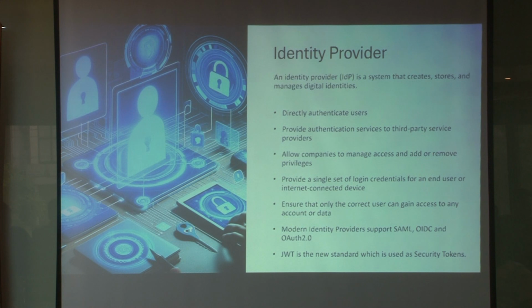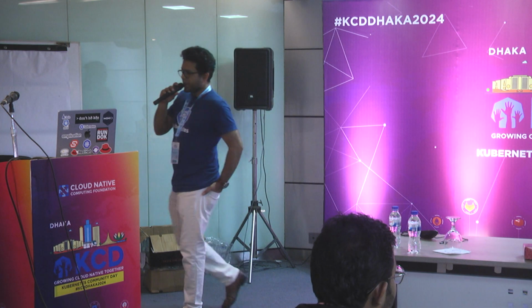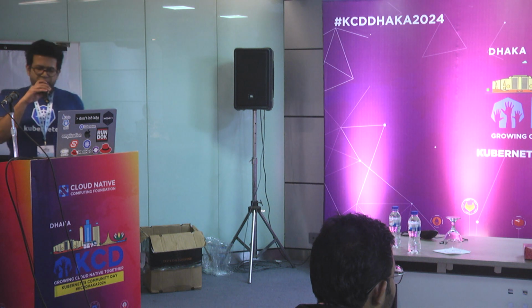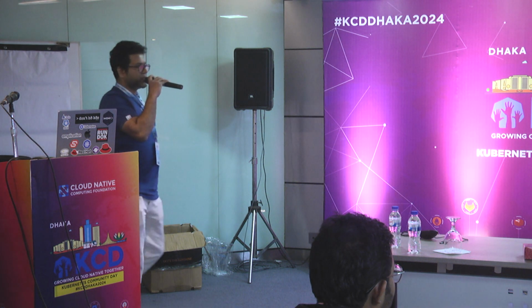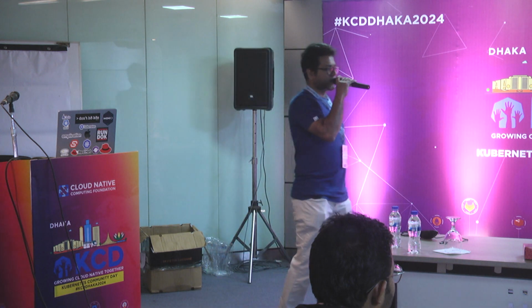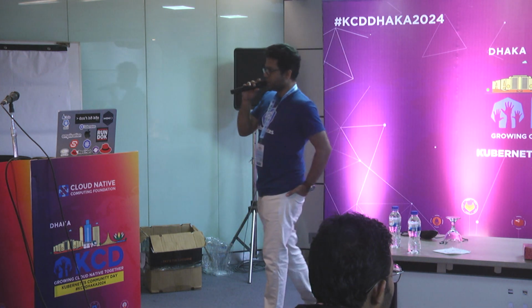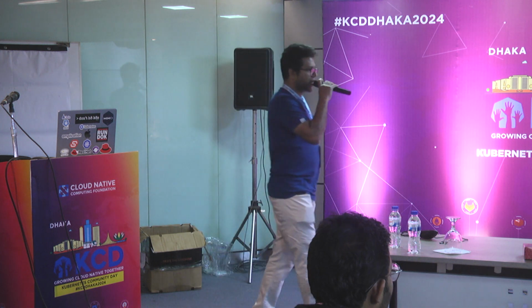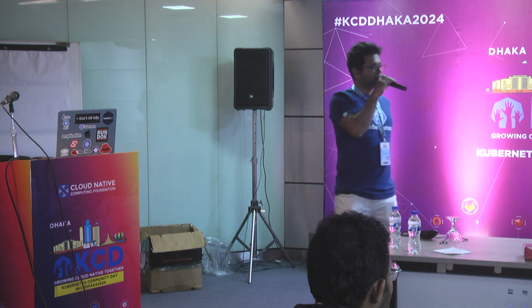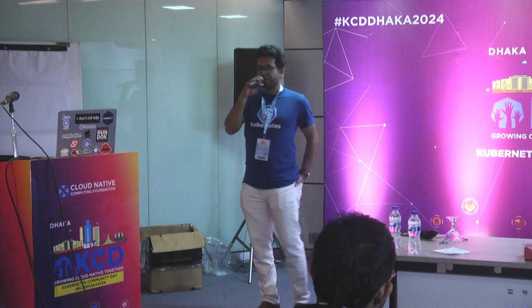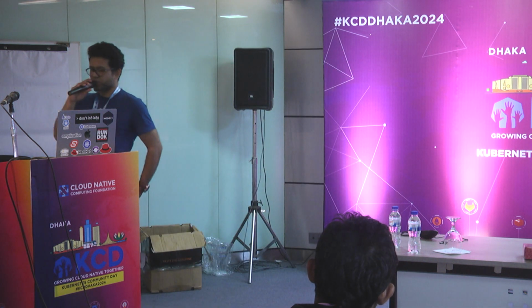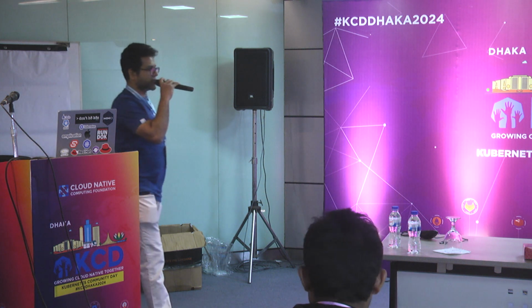So what does an IDP do? An IDP directly authenticates users and provides authenticated service to third-party service providers. Also, it provides a single set of login credentials for an end user, right? And if we see here, identity providers support SAML, OIDC, and OAuth 2. We all know SAML, right? It's a markup language. Through that markup language, we provide some sort of identity provider configurations, right?